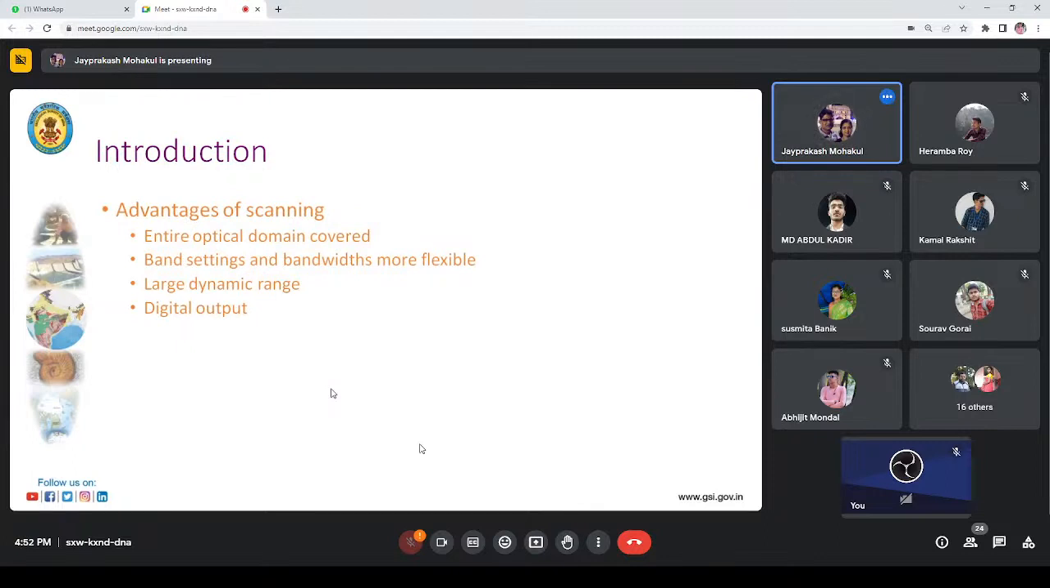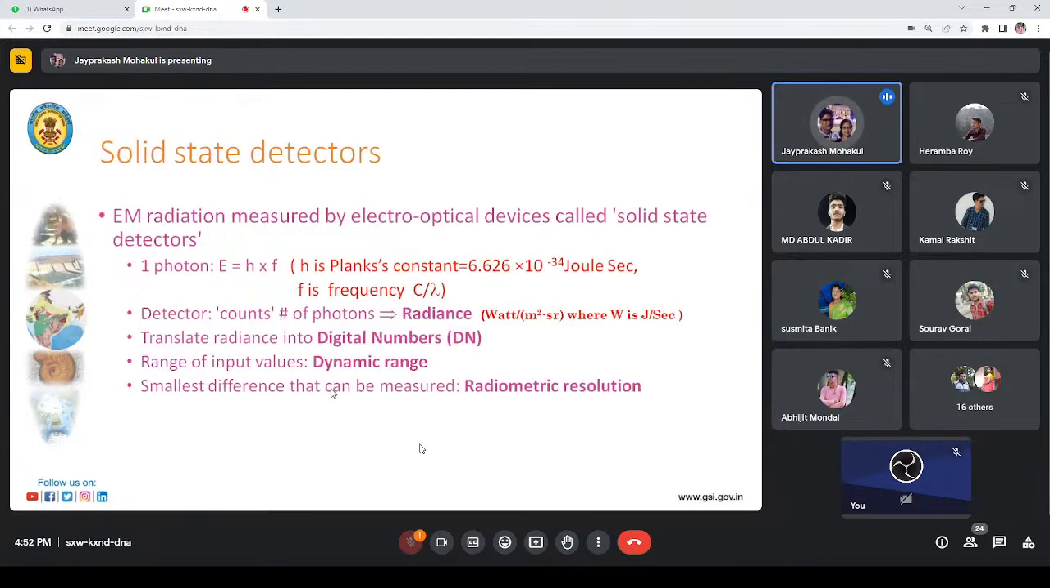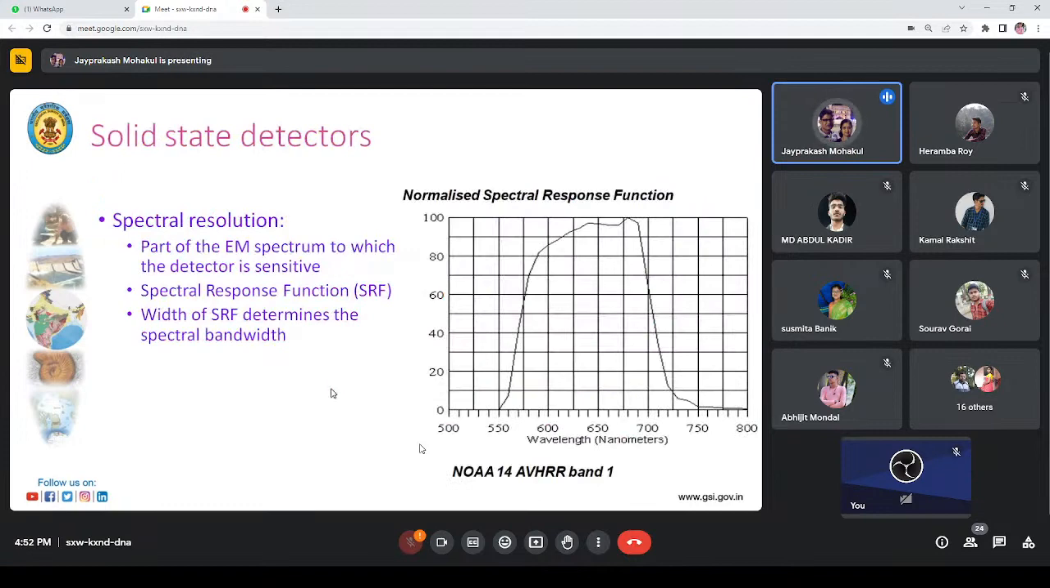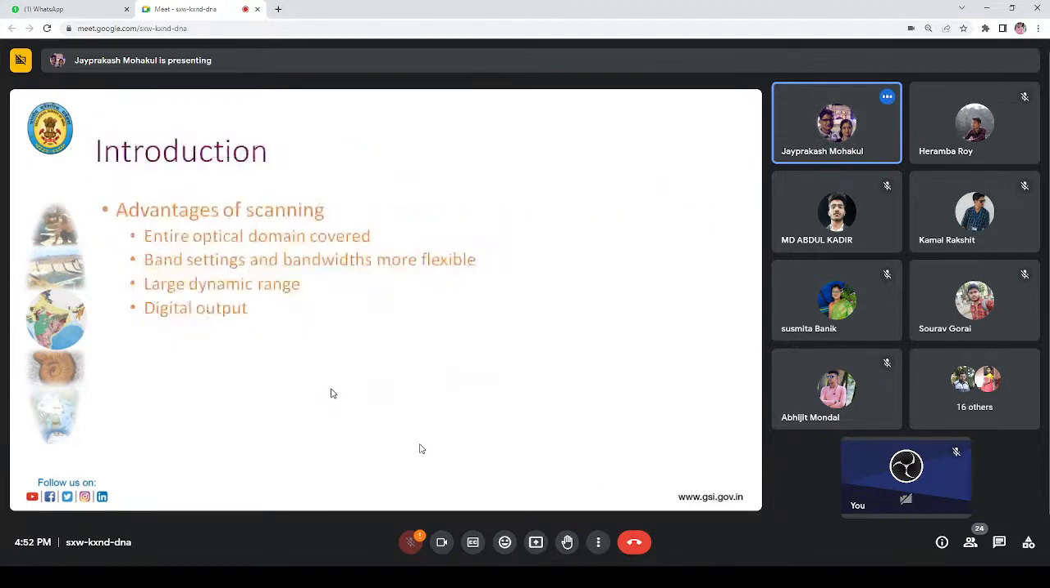I'll show you how the sensors are normally planned. The advantage of scanning is basically that the entire optical domain is covered. It can also cover the thermal domain. Some of the scanners, like Landsat 8, even Landsat 7, also have thermal scanners. And you get band setting and band widths that are more flexible, a large dynamic range, and a digital output.